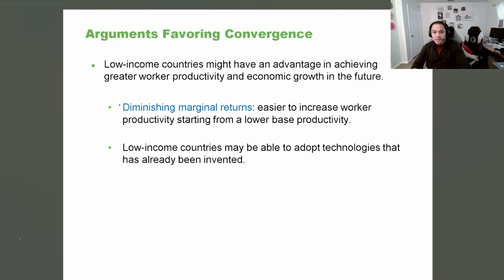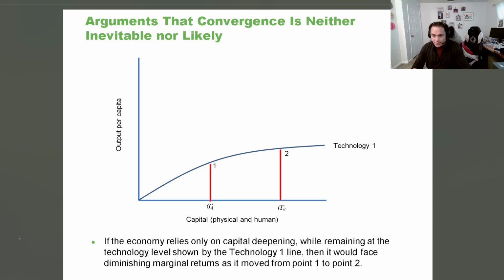Well, it's largely due to this concept of diminishing marginal returns. And so we have a nice definition here: it's easier to increase worker productivity starting from a lower base productivity. So what does that mean? Let's look at it in the figure. We have our output per capita on the y-axis, and we have our capital, which is our physical and human, so we have our education plus our machinery on the x-axis.